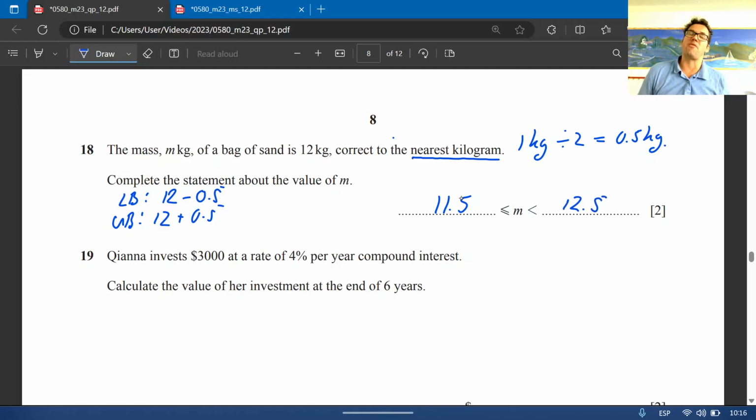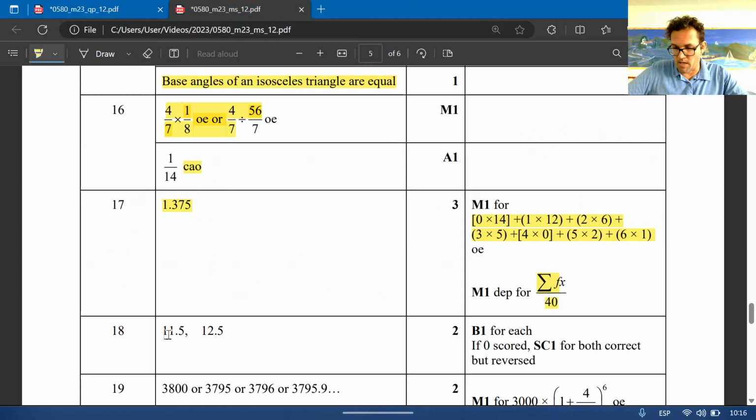Now, 12.5 does not round to 12. Okay. So actually the bag could have been 12.49 recurring kilograms, but you see this sign here, it means less than, not equal, so anything less than 12.5, that's why we put 12.5. Okay, so that means the bag is anywhere between 11.5 and 12.5, 11.5 included, 12.5 not. Okay, and that's what you need to write.